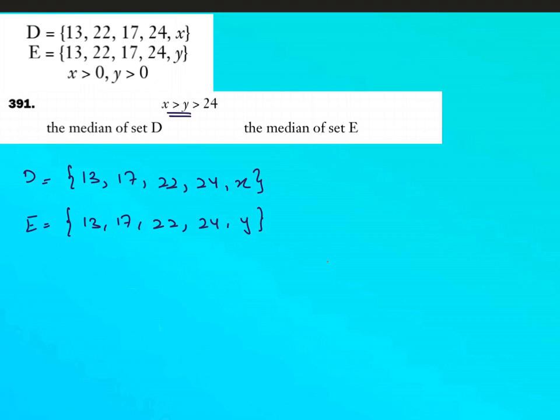Now what we have to compare, rather, is the median of set D and set E. So if I look at these two sets, there are 5 values each. If you have 5 values, the median position is 5 plus 1 upon 2, the third value. So the third value is the median value. For this one it's 22, for this one it's also 22. So that's 22 compared to 22, which we know is equal, hence C.